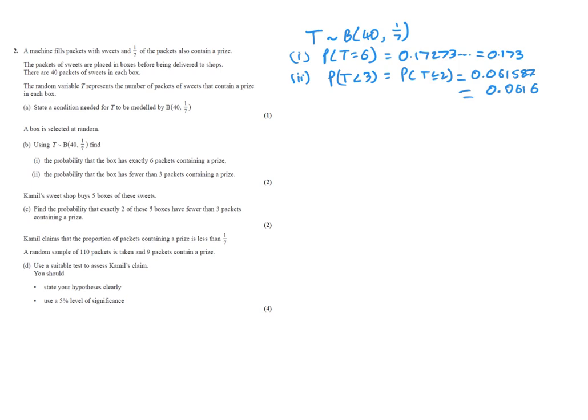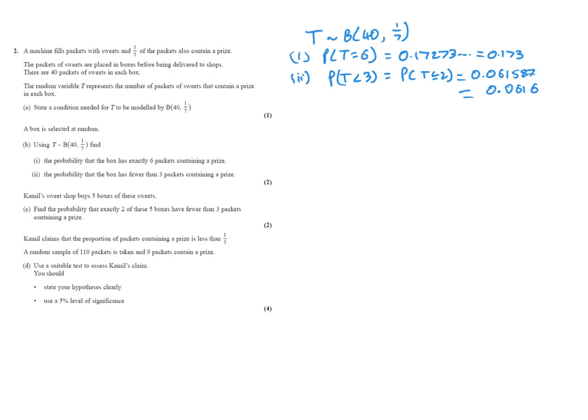Camille's sweet shop is buying 5 boxes of these sweets. Find the probability that exactly 2 of these 5 boxes have fewer than 3. So there you go, a classic statistics sentence, isn't it? Exactly 2 of the 5 boxes have fewer than 3. Let's decode this. Look at what happened in part B: we've just worked out the probability that a box has fewer than 3. So that is a followed through thing.